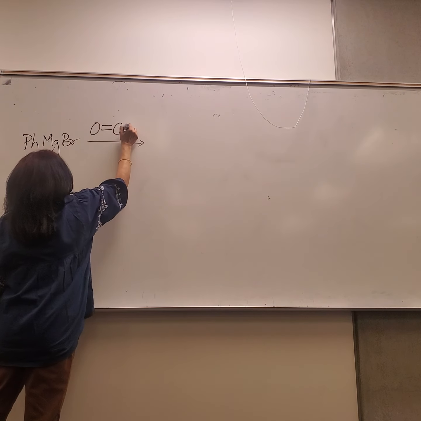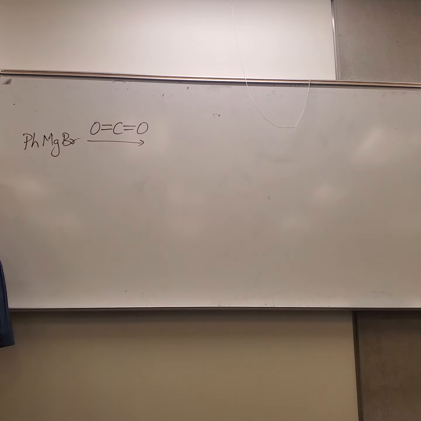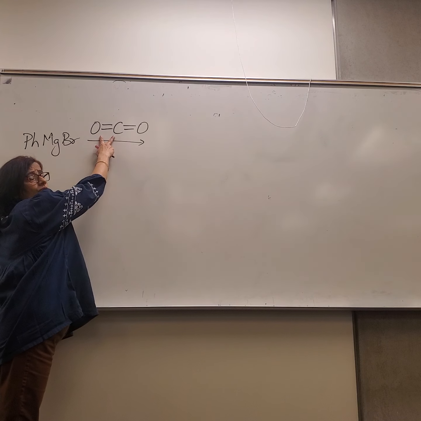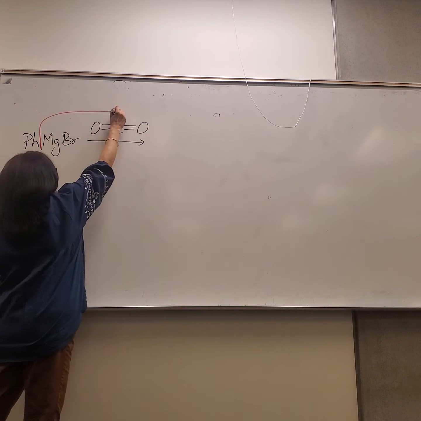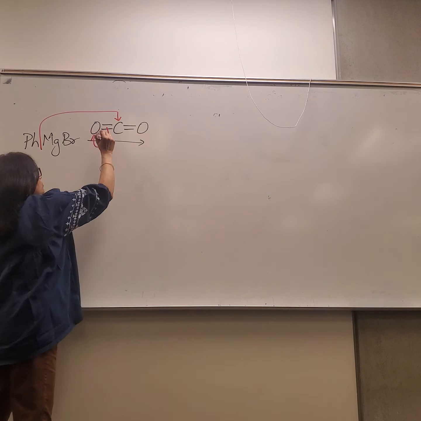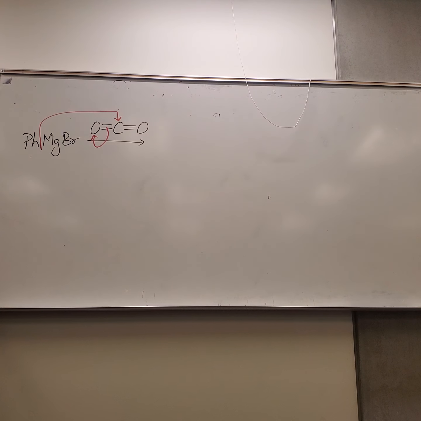So what do you think is the first step in the mechanism? The nucleophile attacks. What is the nucleophile? The phenyl. And it attacks where? The carbon. Exactly. You have a C double bond O. Just like what you've seen in other reactions, the nucleophile, the phenyl from the Grignard, attacks the electrophilic carbon of the double bond to O. What does that create?